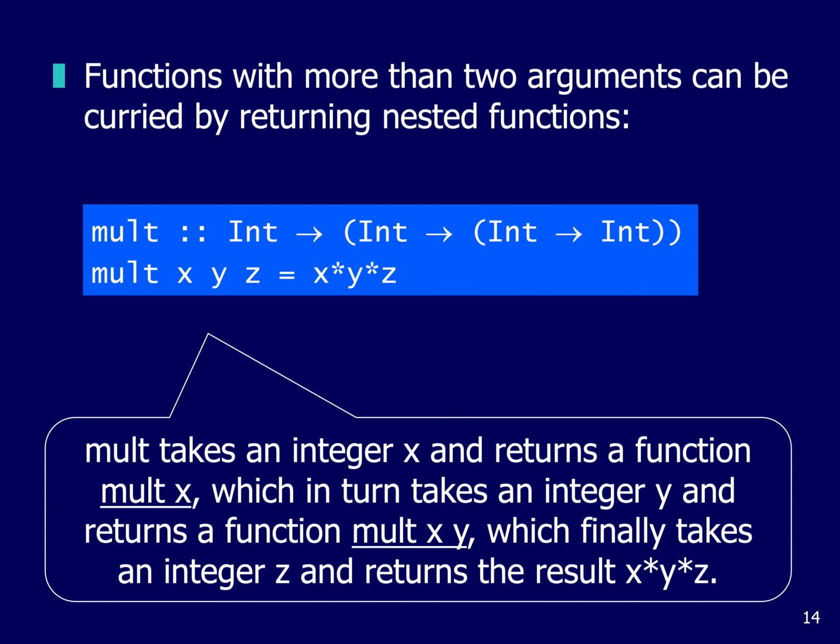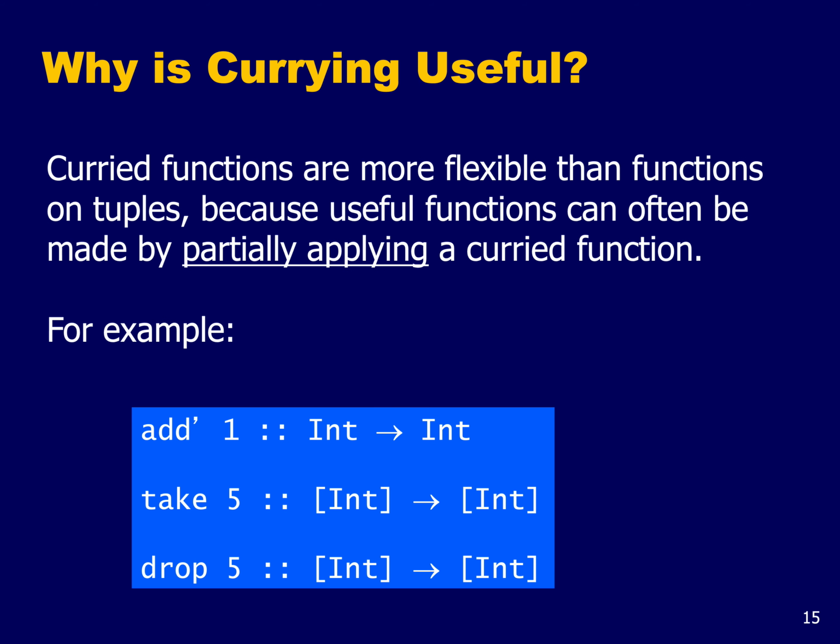And that function then takes in another integer and gives back a function. And that function takes in a third integer and gives you back the final integer result. And again, more precisely what's going on is explained in the box here. So the mult function takes an integer x and returns a function mult x. And that's kind of suspended, waiting on the remaining parameters. And then you take the next integer parameter y, and then you get back a function mult xy, and then finally that function is going to take an integer z and then return the result x times y times z. So this is the idea of curried functions.